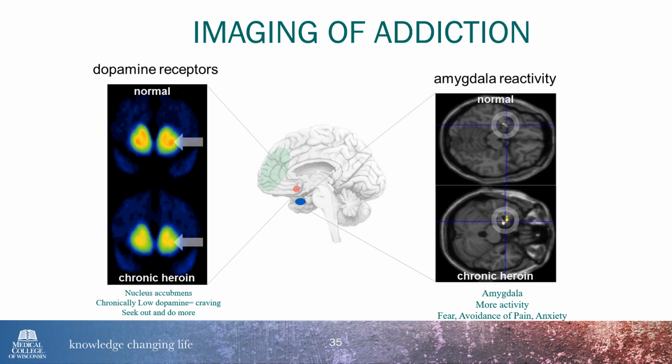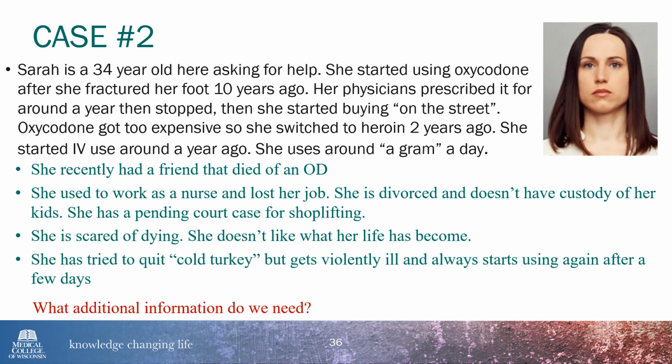At the same time, chronic opioid exposure upregulates activity in the amygdala. The amygdala is the part of your brain that controls fear. More activity there causes people to be extra anxious, to avoid all types of pain, to be fearful of the future. Many patients that are chronically on opioids will tell you that they fear withdrawal so much that they're not willing to go into it because they know it's just going to be awful, and that has a structural brain explanation. So yes, our patient Sarah does have a diagnosable substance use disorder.